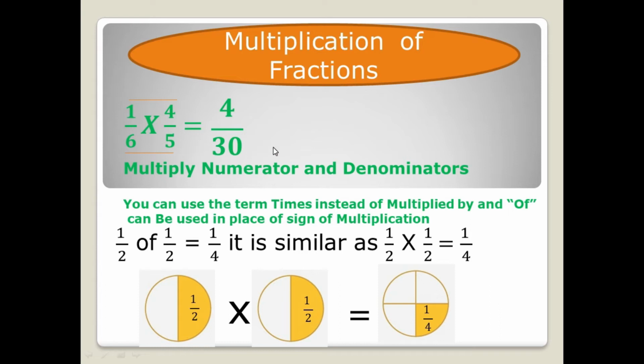Another thing I would like to share with you is to view the first example where I multiplied 1 over 6 with 4 over 5. The result is 4 by 30. We can further simplify it. It is all about multiplication for today's lecture.